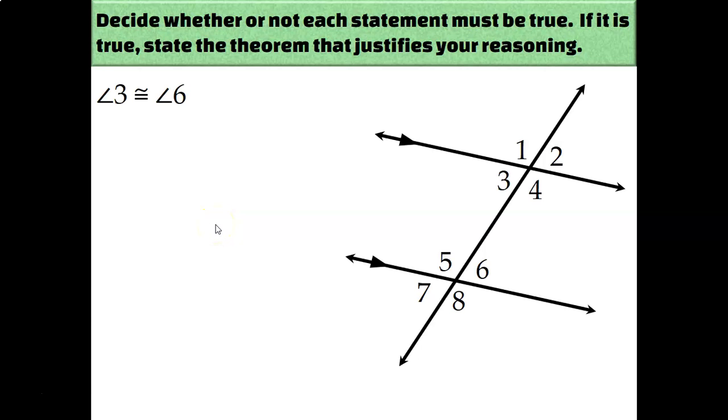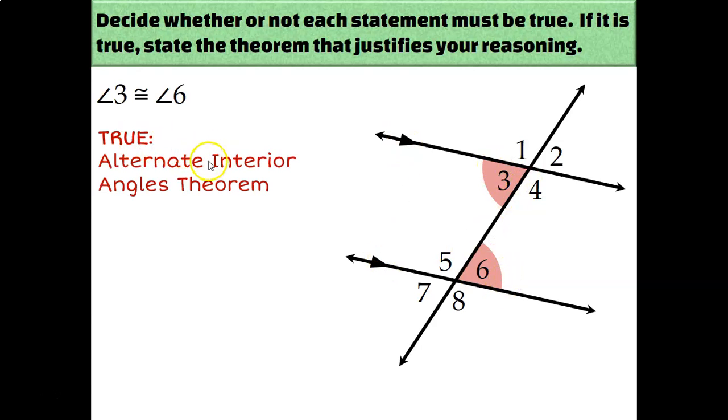And what about angle 3 and angle 6 instead? What kind of pair of angles are they? Well, they would be alternate because they're on opposite sides of the transversal, and interior because they're in between the two parallel lines. So since I have parallel lines and alternate interior angles, yes, I can assume that angle 3 is congruent to angle 6 because of the alternate interior angles theorem.